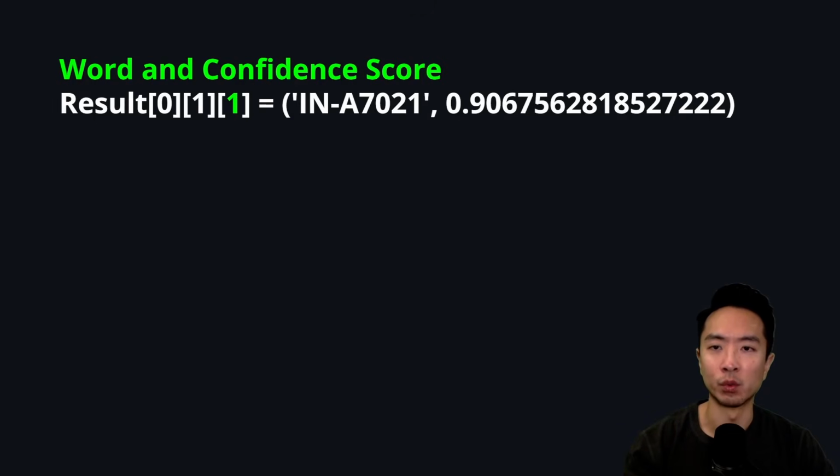So to access the word and confidence score, we're going to go ahead and use the third index of result here. So you can see that we've detected the INA7021 with a confidence score of 0.9.